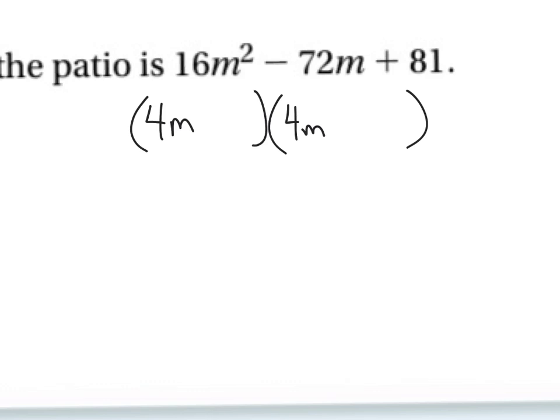We have a plus 81. Our middle term is negative, so both of these will have to be negative. And then for the 81, if these are both going to be identical, they'd both have to be 9s.